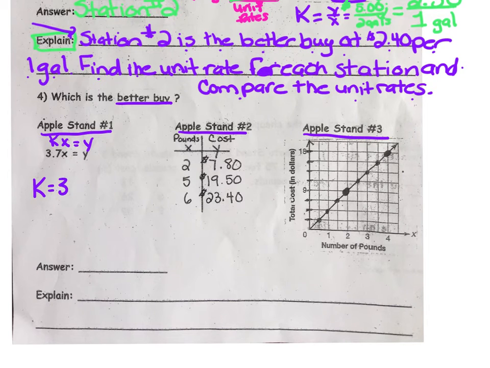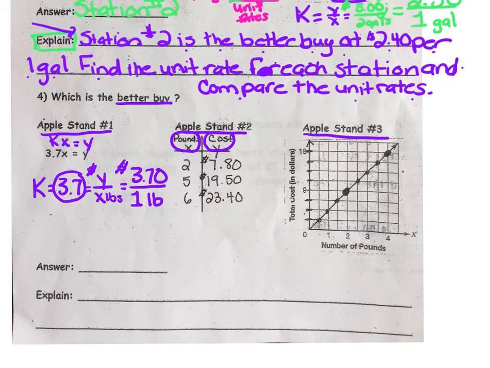When you know your K rate is 3.7, and we know we need to write it as Y, which is cost, over X, which is the number of pounds, you know that the unit rate is $3.70 per 1 pound. That's easy. You're just taking your K rate and writing it as a ratio. But for stand 2 and stand 3, there's some work to be done.